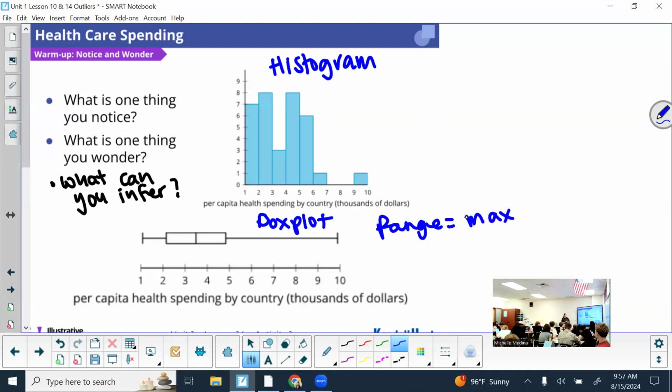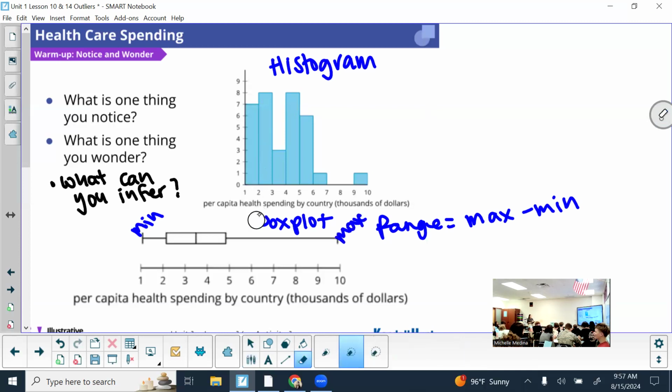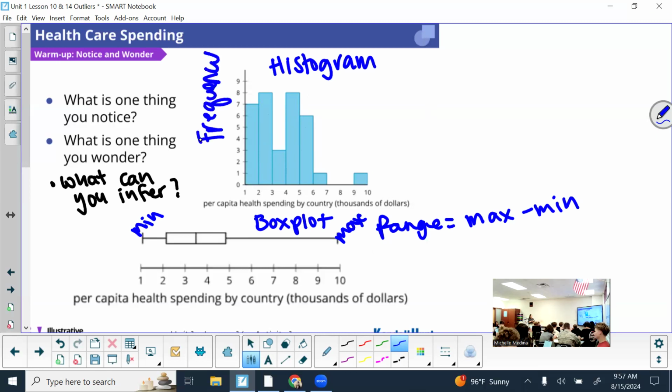Close, maximum minus the minimum, so this should never be negative, right? But in a box plot, since I can see my minimum and my maximum, I can tell the range from a box plot, but not a histogram. Because histograms don't tell me what my data points are. It tells me how many of them I have. So what's my y-axis of my histogram always? Frequency. So they don't always write that, but it should be known.